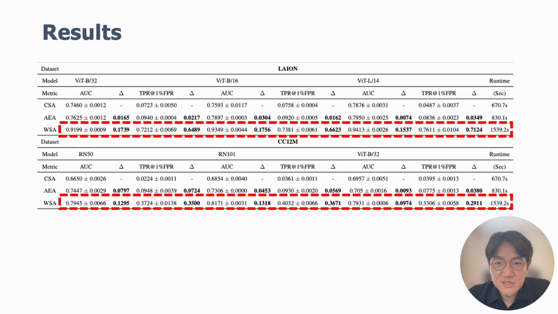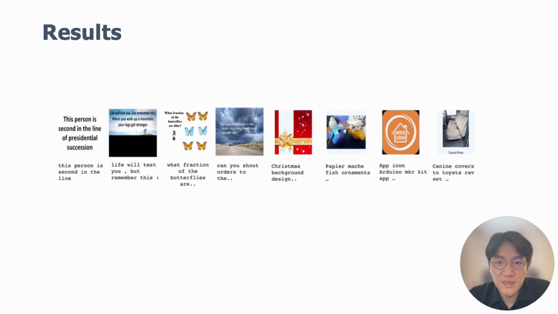We observed that both the AEA and the WSA enhance the attack performance compared to the simple baseline. In particular, the weakly supervised attack showcased a substantial improvement with reasonable time. We also found that the cosine similarity-based attack cannot correctly identify non-member samples that received high cosine similarity, but the weakly supervised attack can mark them correctly.